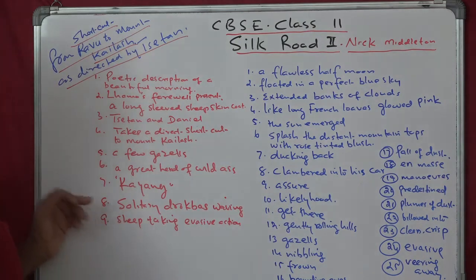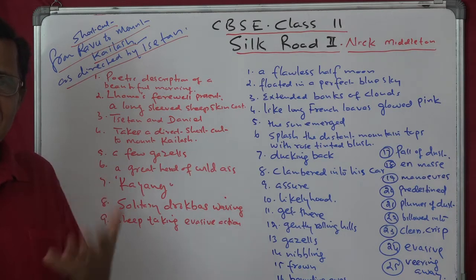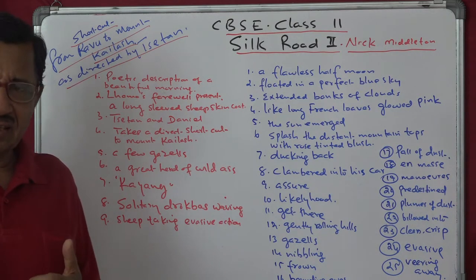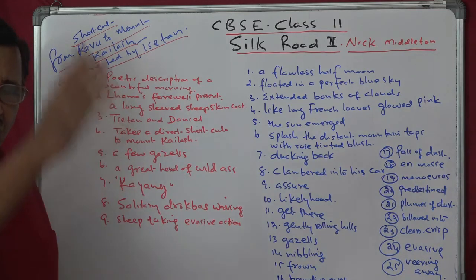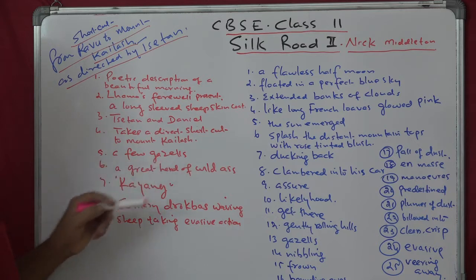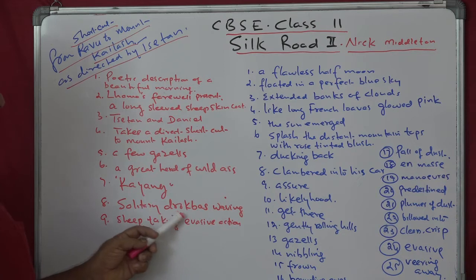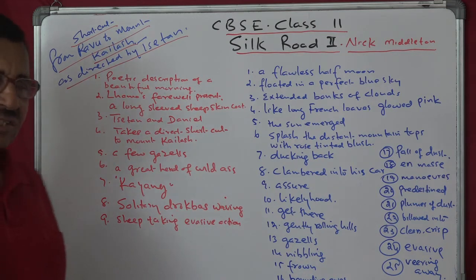See that? And then he asked, what are the things that they were attracted by? What are the sights that they saw when they were taking the shortcut and going towards Mount Kailash for doing the Kora, isn't it? Yes. So these are the things. A few gazelles they saw, a great herd of wild ass, kiang, solitary drogba. Drogba means nomadic people, and sheep taking evasive action.